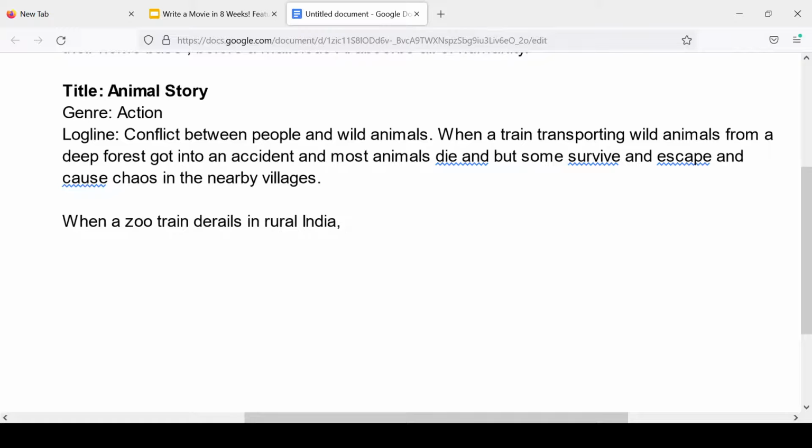India or Africa, both are fine. Okay, so you'll have to pick your location. So I'll just give you an example. So when a zoo train derails, great intro, and I love this premise. Let me just ask: are these talking animals? Like, are we doing human? No, just wild animals. So it's real people and real animals.